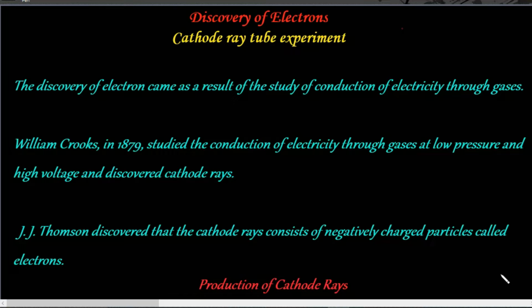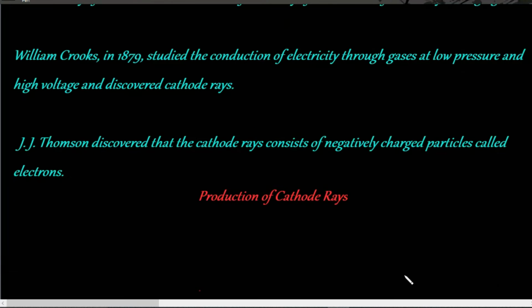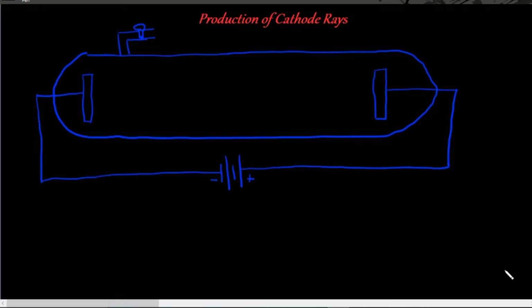A scientist named William Crookes in 1879 studied the conduction of electricity through gases at low pressure and high voltage and discovered cathode rays. Then another scientist named J.J. Thomson discovered that these cathode rays consist of negatively charged particles called electrons. Next, let us go to the detailed procedure about the production of the cathode rays.